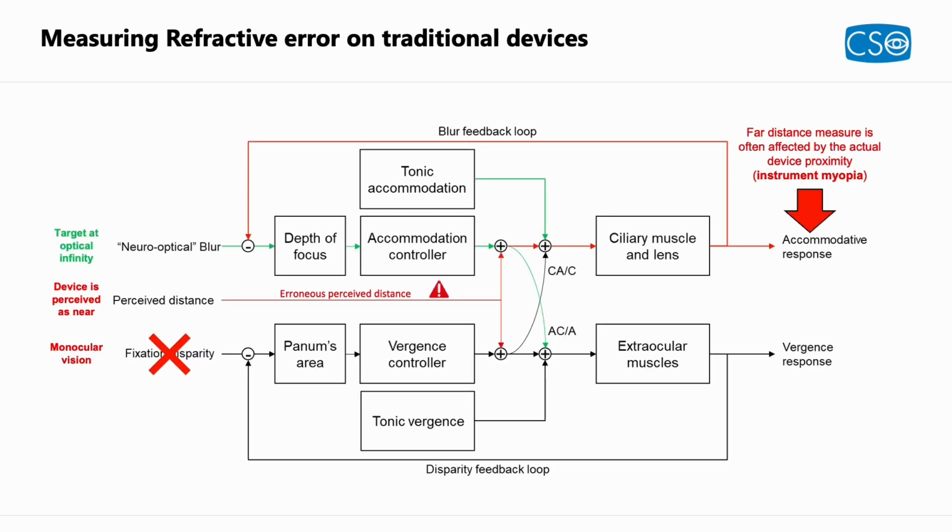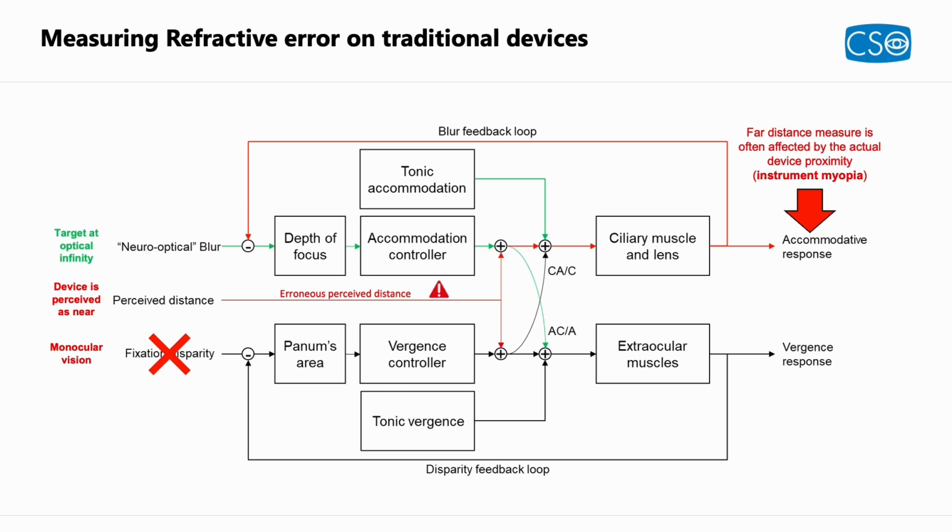Measuring refractive errors on traditional devices is affected by some bias. As you can see here in the image, we have the target at optical infinity that is perceived at near. And this perception at near of the target makes the accommodation controller active in an inadequate and not coherent way with the distance, activating the ciliary muscle action, and far distance measurement is often affected by this process, by the actual device proximity. This is traditionally called instrumental myopia.